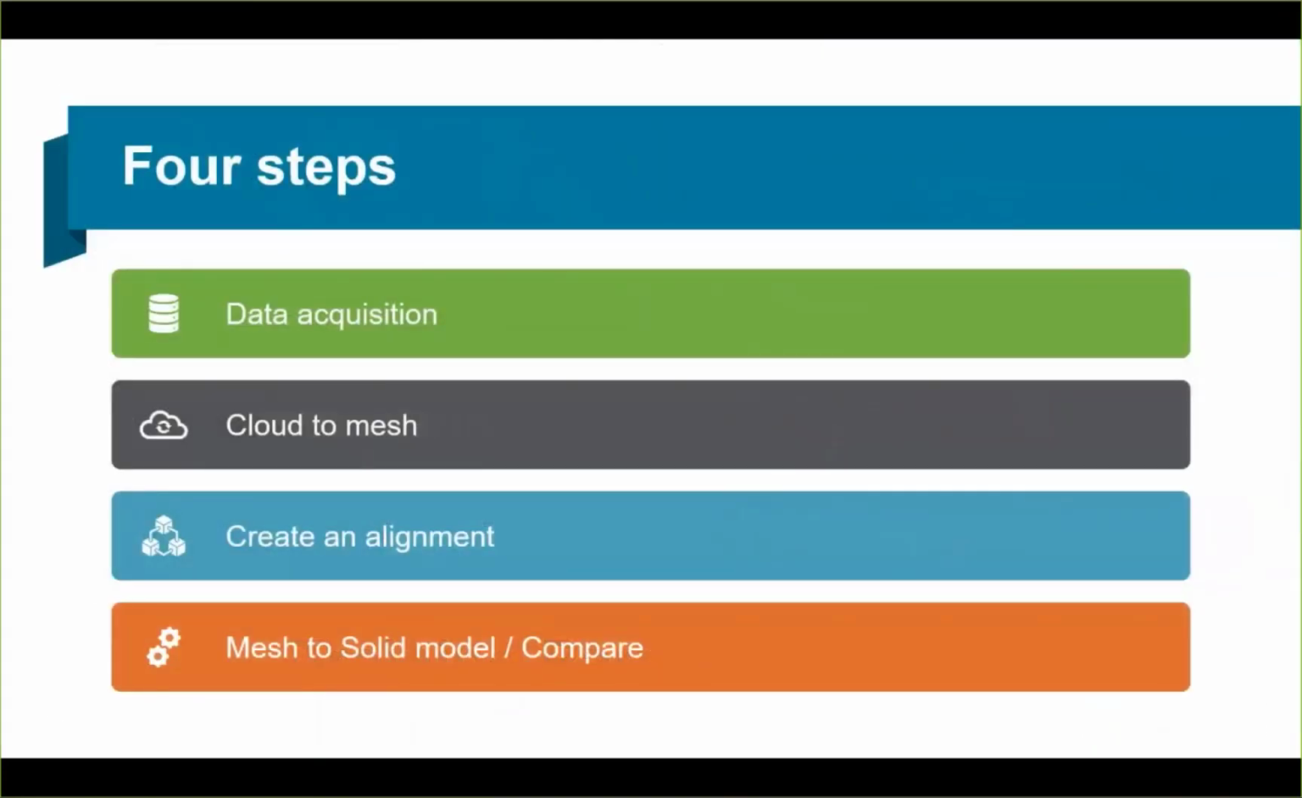So I've broken this demo up into 4 different sections. After each section, there'll be a demo in Designer. After the first one, there's just a video because I'm not hooked up to an arm or a scanner right now, but all the rest are going to be live demos. So we've got data acquisition, then we'll do a cloud to mesh. Once we've got a mesh, we need to do an alignment in space. And finally, we're going to create surfaces and turn that into a solid model and do some comparisons on the original mesh.